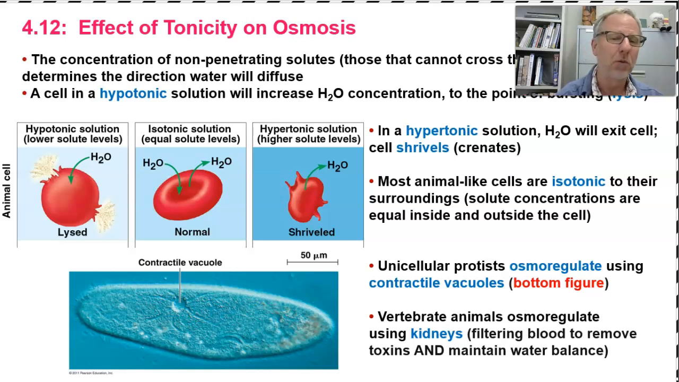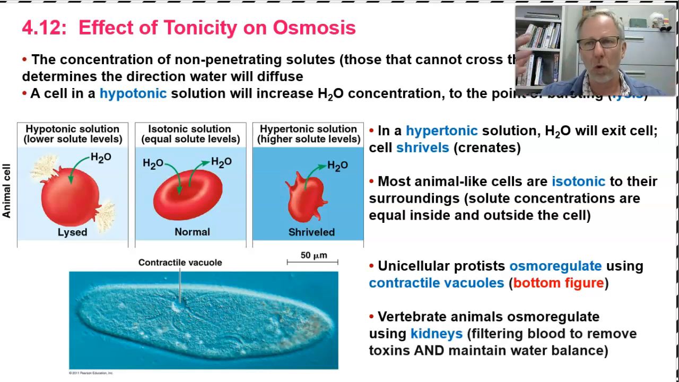Osmoregulation. So your kidneys in your body are helping you to osmoregulate, to control your water and solute balance. Let's take a look at the picture on the bottom of the slide. It's of a paramecium, a little single-celled pond creature. And it's just one cell, so it can't have kidneys. Kidneys are organs. So they use a specialized vacuole called a contractile vacuole.